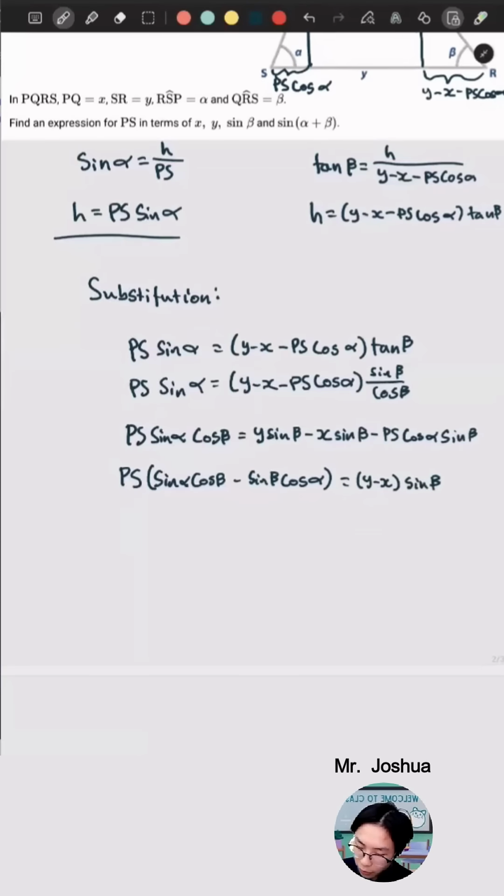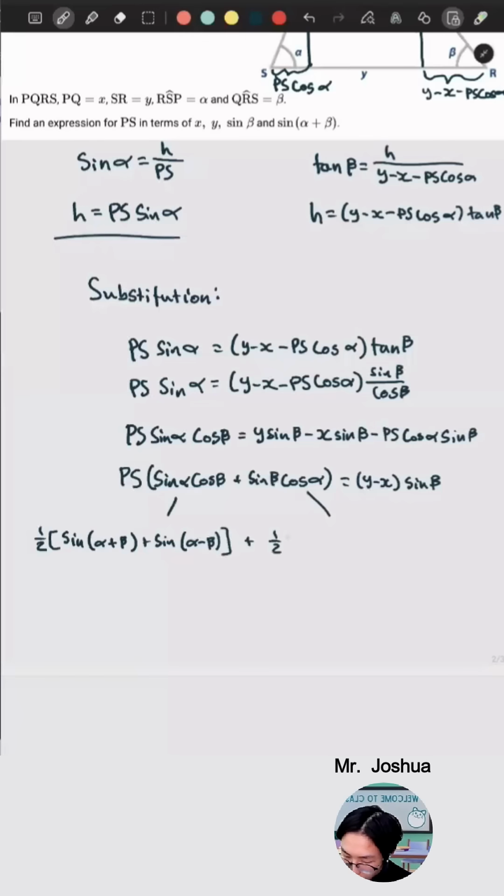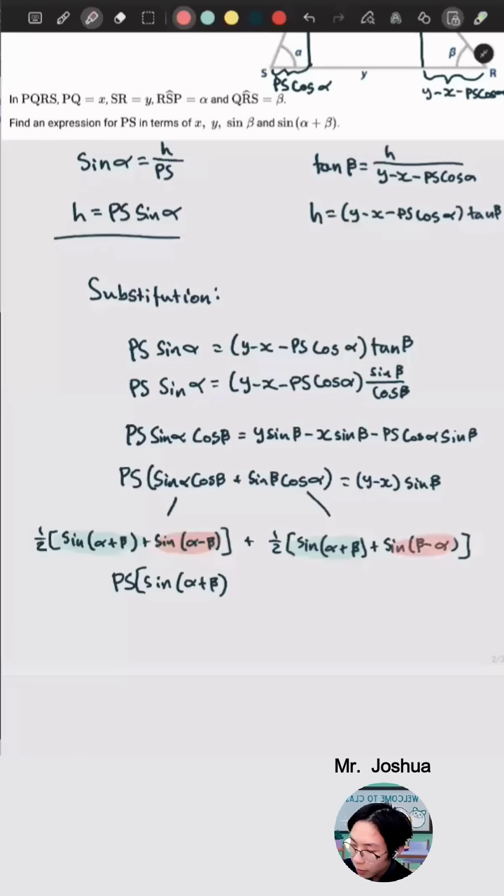Okay. From here on, we can use our trig identity to split this into separate things. So we know that sine alpha cos beta is equal to 1 over 2 times sine of alpha plus beta plus sine of alpha minus beta. The exact same thing on the second one. We know that sine beta cos alpha is the same as, this should be a plus, 1 over 2 times sine of alpha plus beta plus sine of beta minus alpha. From this, we know that sine alpha plus beta, we have two halves of them, so that can be combined into just sine alpha plus beta. And we know that sine of alpha minus beta and sine of beta minus alpha are negatives of each other, so they cancel out. So we're left with PS sine alpha plus beta is equal to Y minus X sine beta.